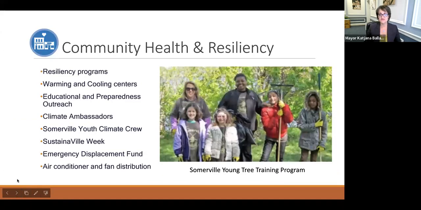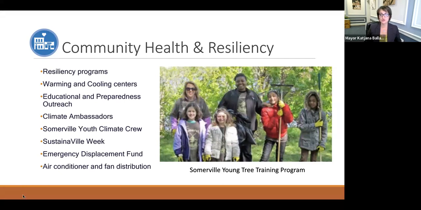Our climate forward efforts also focus on community. They range from offering programs and outreach that support a healthy and resilient community, such as warming and cooling centers, resiliency programs like Keep Cool and Flood Ready that offer educational outreach, and the creation this year of a new emergency shelter displacement fund to assist residents with nowhere else to go if they need emergency housing due to issues such as fire, flooding, and burst water pipes.